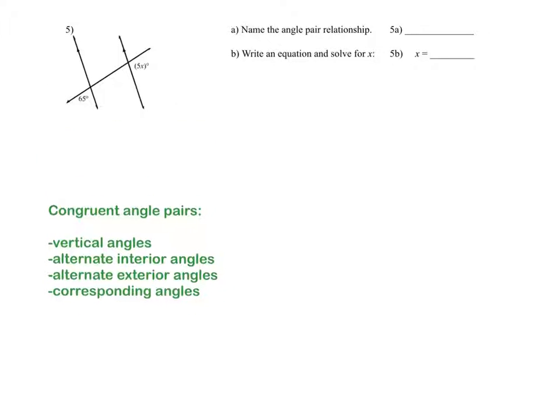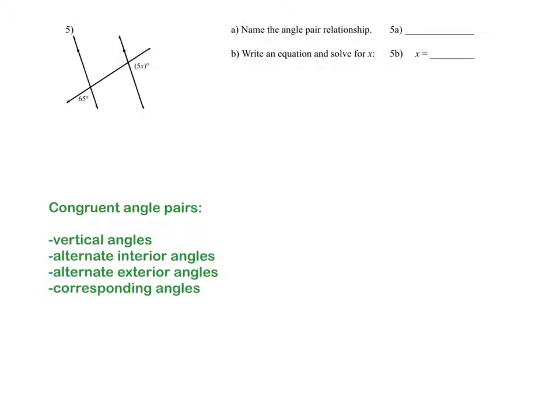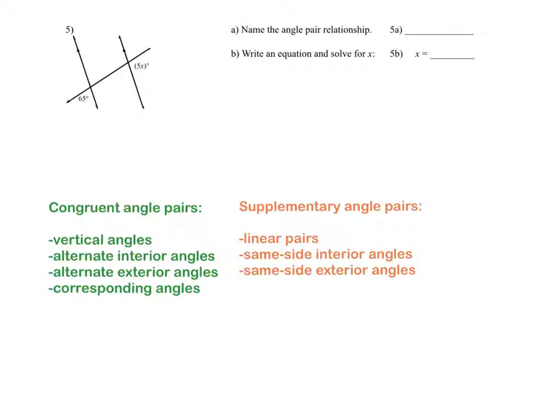We've got 4 relationships that produce congruent angles. So that's going to be our vertical angles, alternate interior, alternate exterior, and corresponding angles. We also have 3 relationships that are supplementary. So 3 pairs that produce supplementary angles would be linear pairs, same side interior angles, and same side exterior. Now, if you are having trouble with these problems, it is imperative that you study that vocab so that you can better identify those angles.